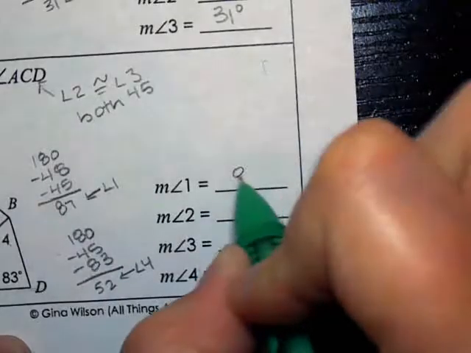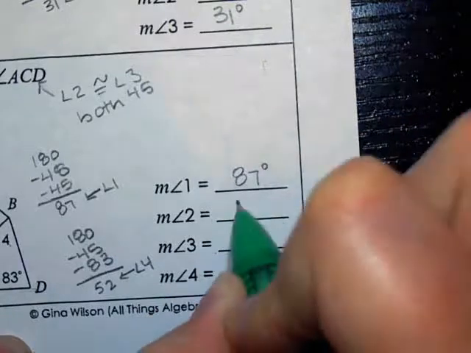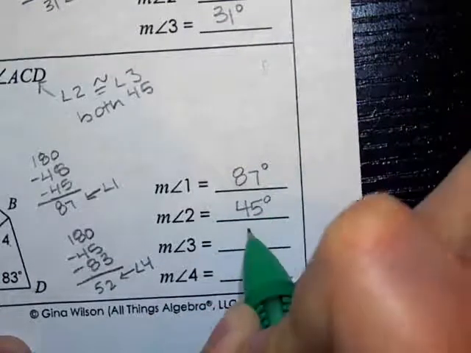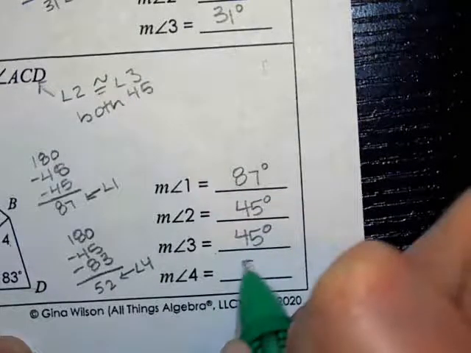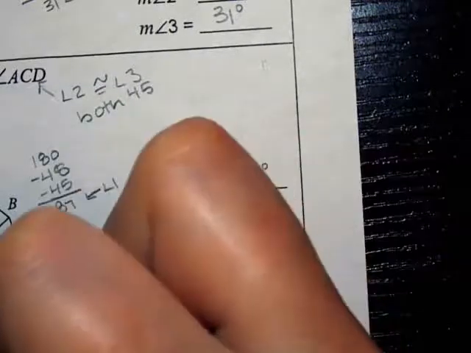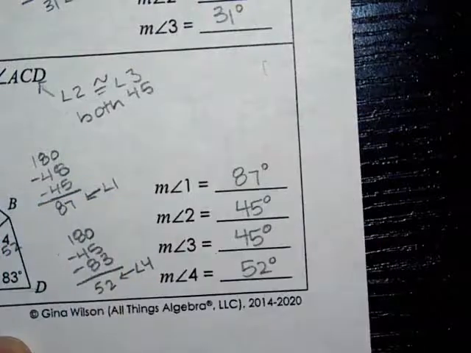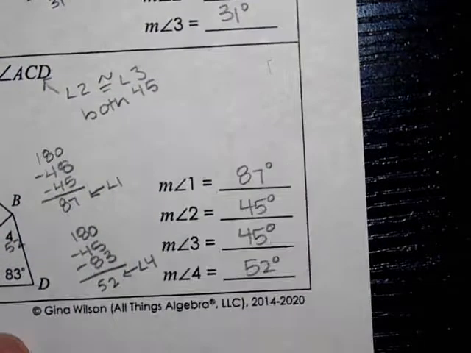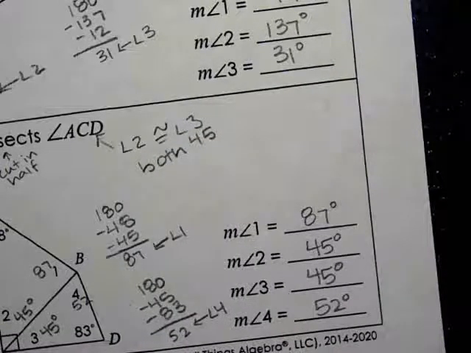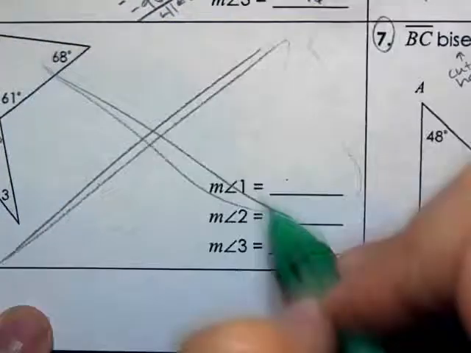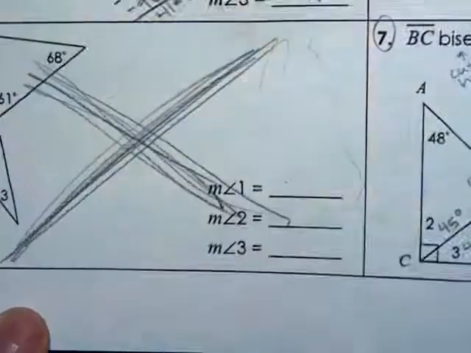So 87, 45, 45, 52. Okay. Beautiful. You're welcome to do number 6, but otherwise you can just put an X through it.